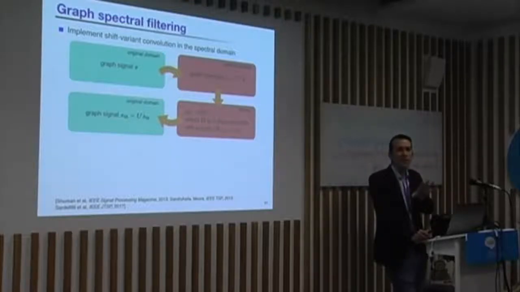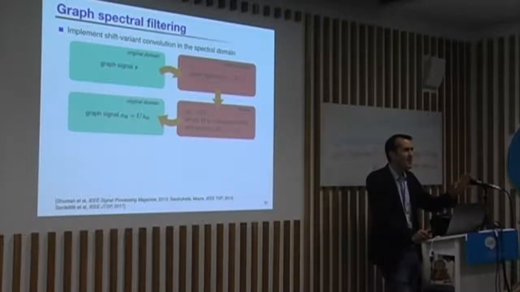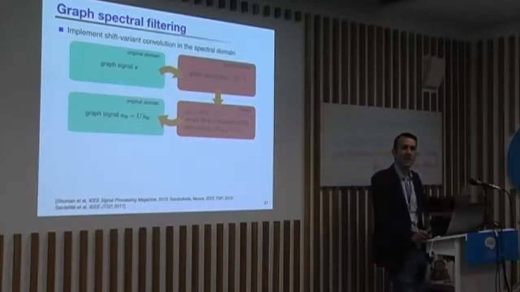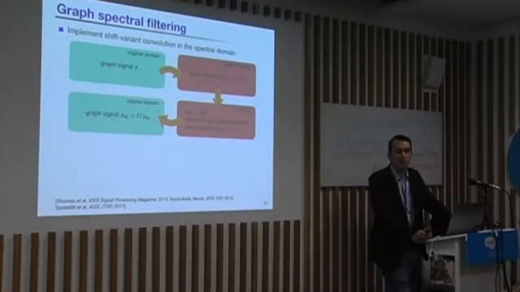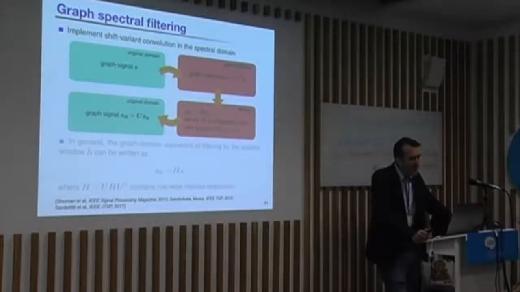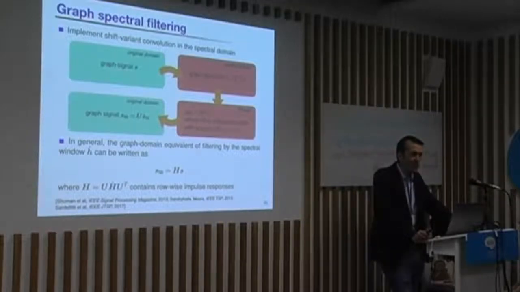This is actually the equivalent of what you might know as the convolution theorem. If you do a convolution in the time domain, you can go in Fourier, you multiply each of the Fourier coefficients and you get back. And the convolution theorem tells you that you have implemented the convolution in the Fourier domain. It is kind of equivalent, it's the same intuition. There's just one thing to keep in mind. For a general graph, the graph domain equivalent of this operation is actually a shift variant filtering operation.